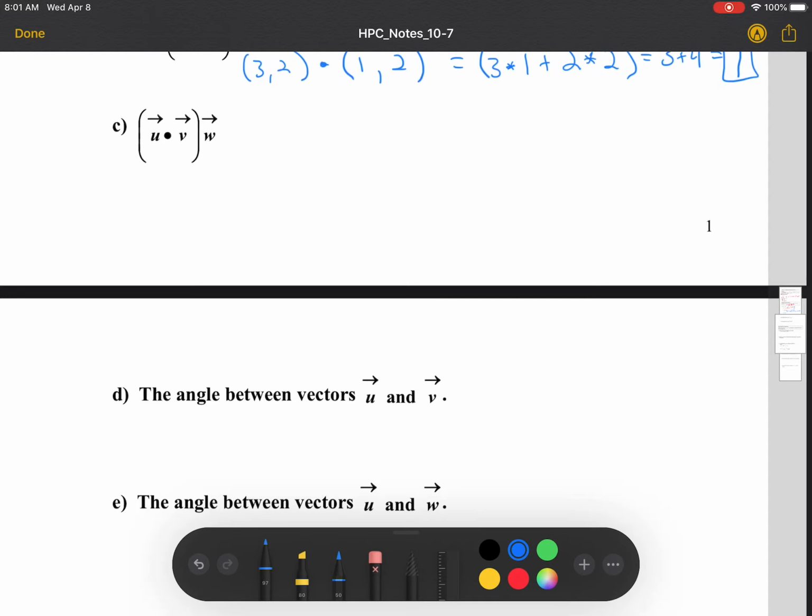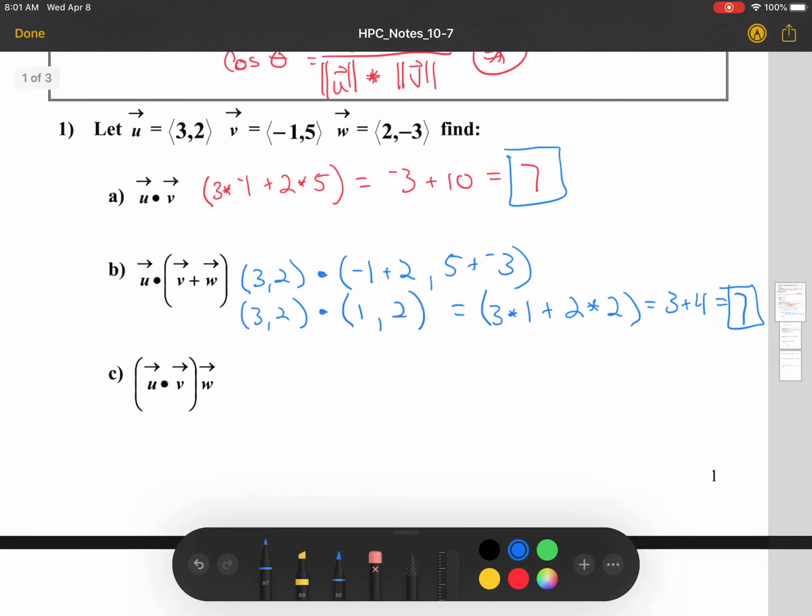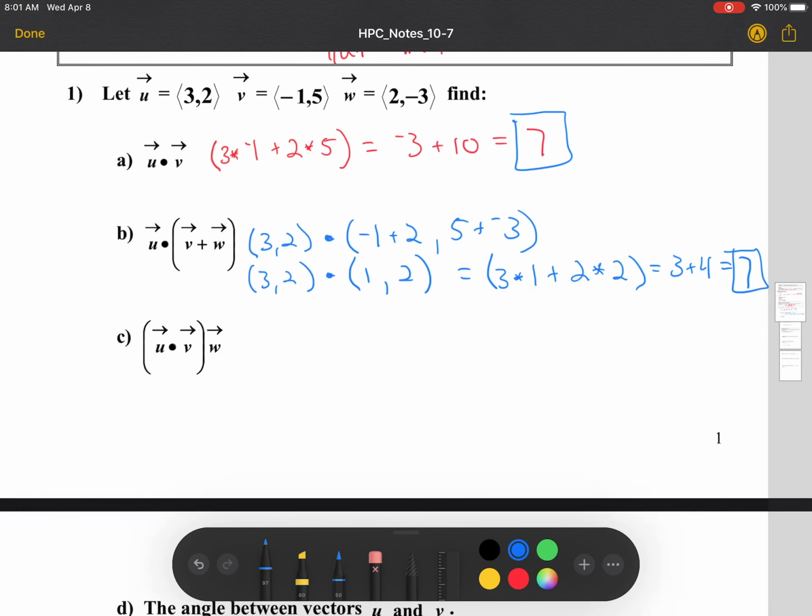Now we're taking the dot product and we have a scalar on the outside. But look, I think we already took the dot product of U and V up in A, didn't we? Which gave us a 7, right? So we can just put that out front.